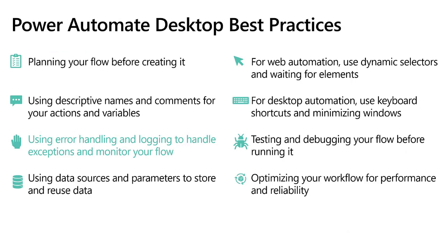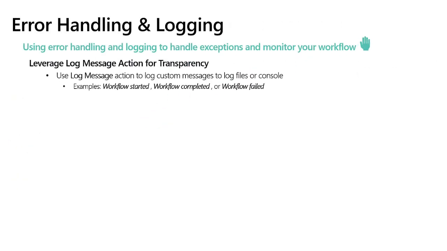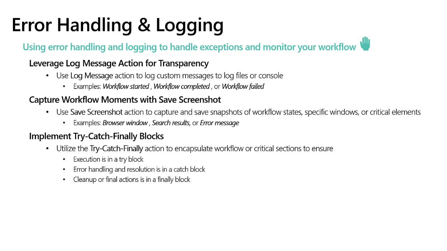Now you saw Ramsey demonstrate how to do error handling in your desktop flow. You can use error handling and logging to handle exceptions and monitor your workflow. Use the log message action to log custom messages to log files or the console. You can also use the save screenshot action to capture and save snapshots of workflow states, specific windows, or critical elements. You'll also want to implement try-catch-finally blocks.